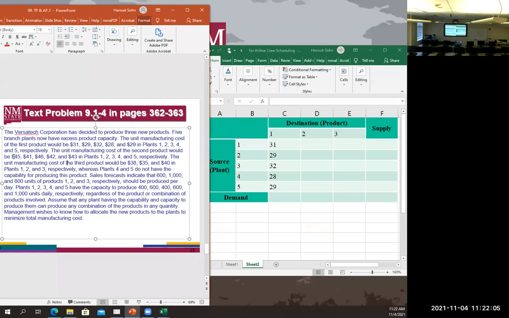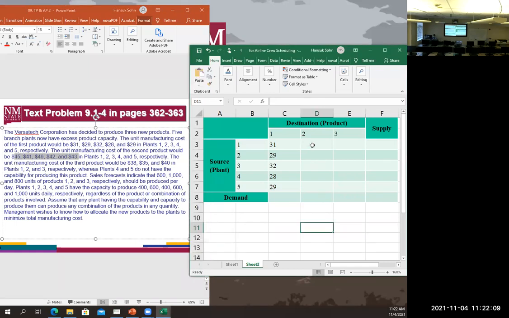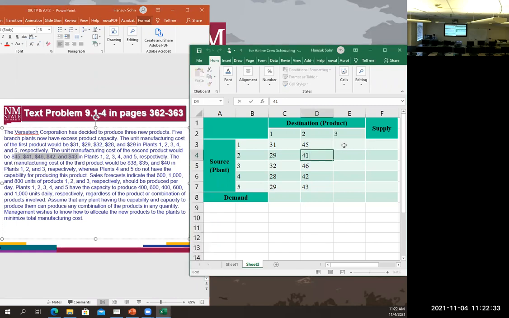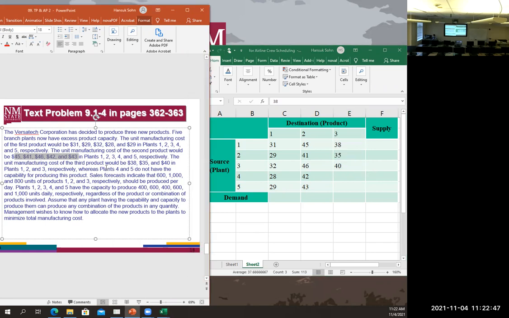And likewise, all of these 5 numbers go to the next column, right? 45, 41, 46, 42, and 43. And here, the unit manufacturing cost of the third product would be 38, 35, 40, in plants number 1, 2, 3, right? But plants number 4 and 5 do not have the capability for producing this product number 3.